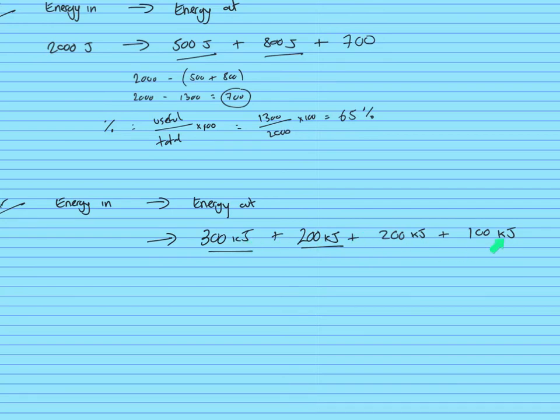We said there was four, didn't we? There was movement, there was light, and then we had sound and heat, I think, one of them. It doesn't matter which one's which. But I haven't got a total energy this time. So how do I calculate that?